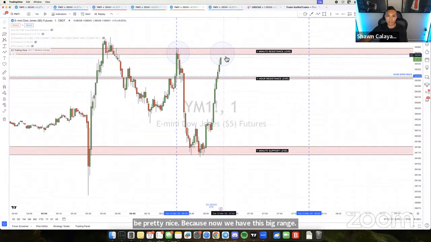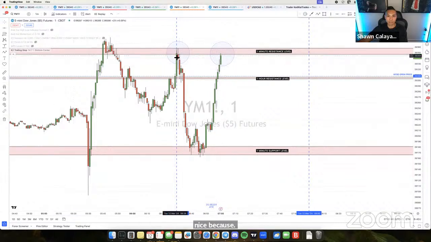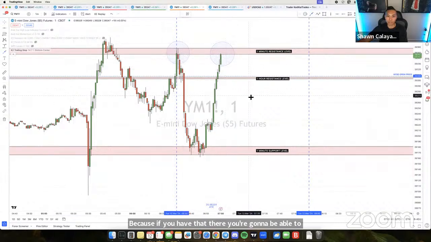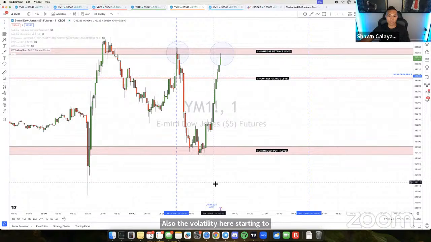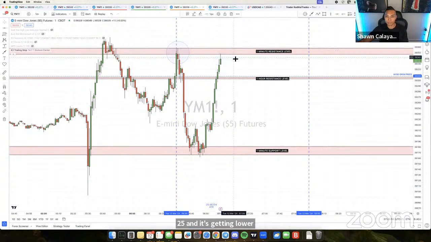So if we get a reversal pattern right here, this is actually pretty nice, because if you have that there, you're going to be able to ride it back down. We have all this space right here to climb down. Also, the volatility here is starting to die down. You can see the volatility earlier was at like 28, 26. Now it's at 25 and it's getting lower. So we'll see.